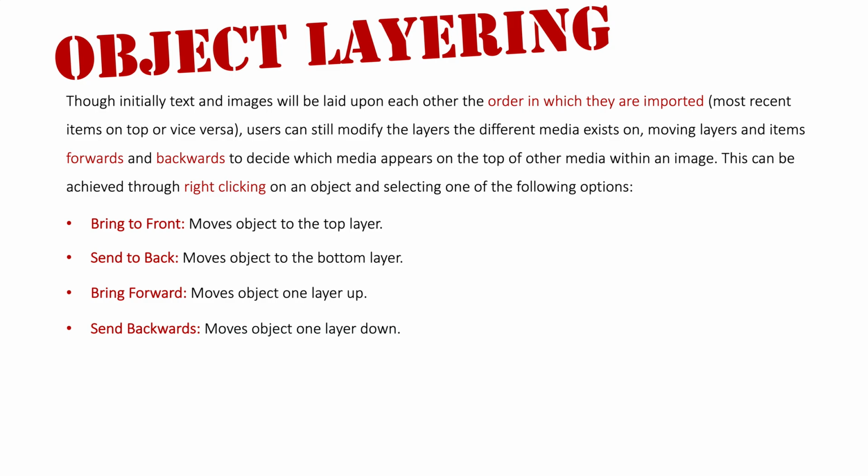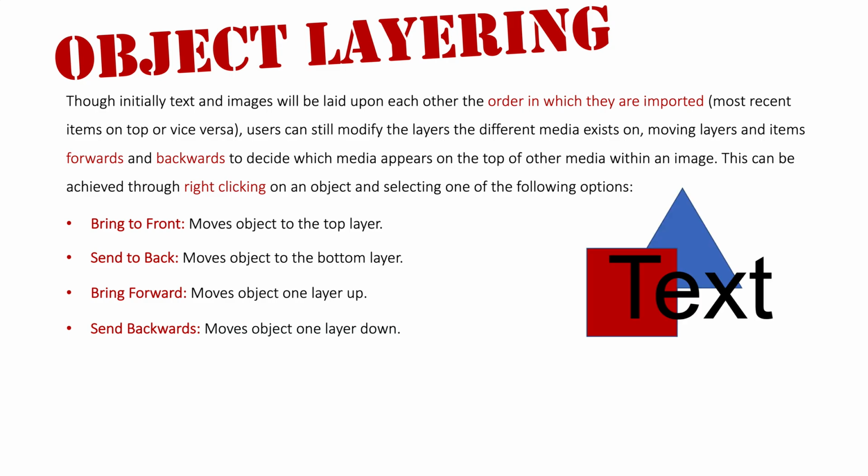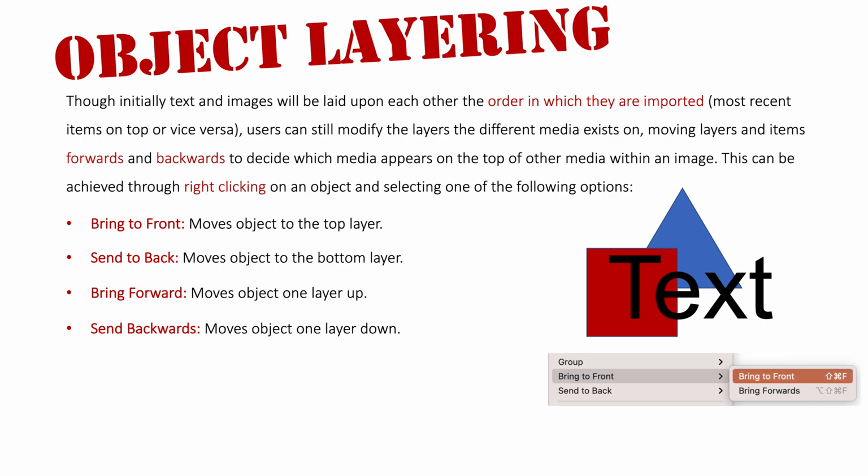So if we look at an example here, I'm going to insert three objects, a triangle, a square, and the word text. So if I right click on the blue triangle, I'm going to be given these options, and I'm going to select bring to front. And if I do that, the blue triangle comes to front.